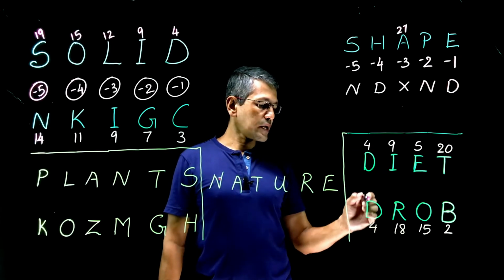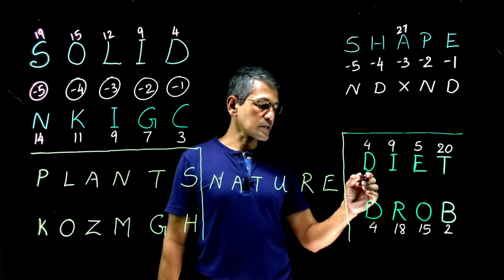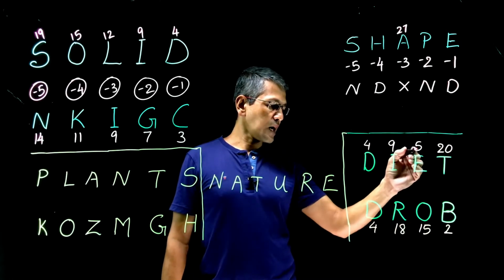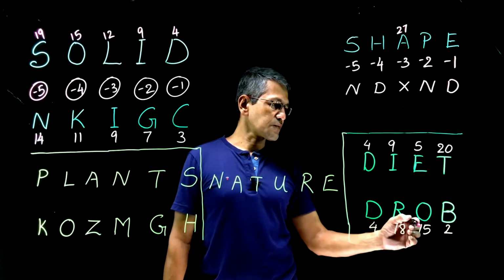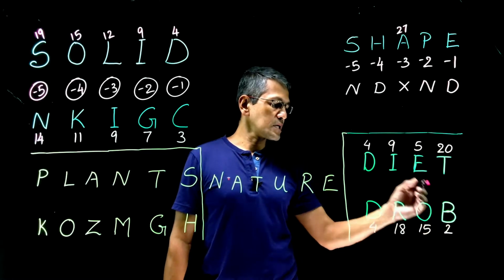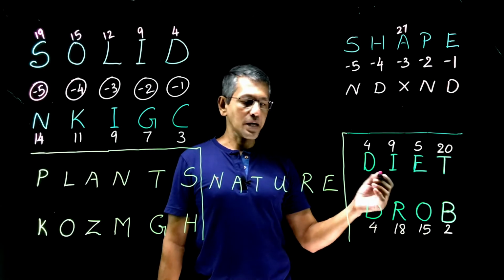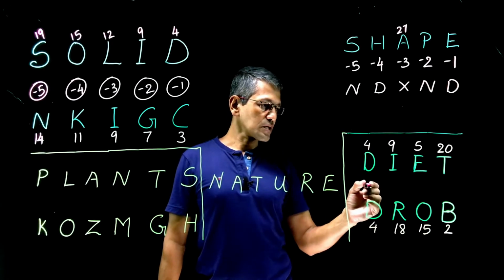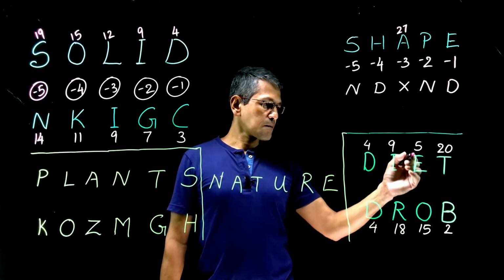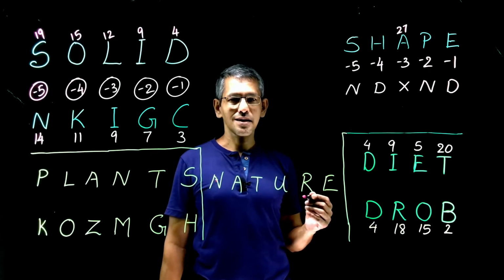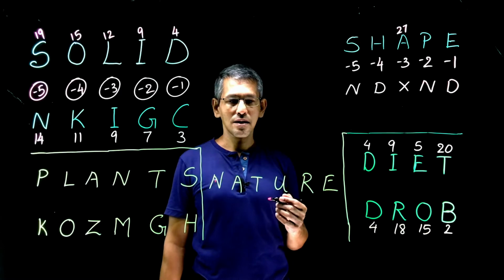So 4 and 4, that means 4 plus 0 is 4. 9 plus 9 is 18. 5 to 15, so 5 plus 10 is 15. 20 minus 18 is 2. So what we are getting is plus 0, plus 9, plus 10, minus 18. That doesn't make any pattern at all, right? Anything else?